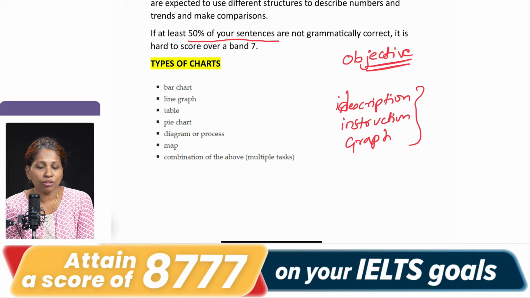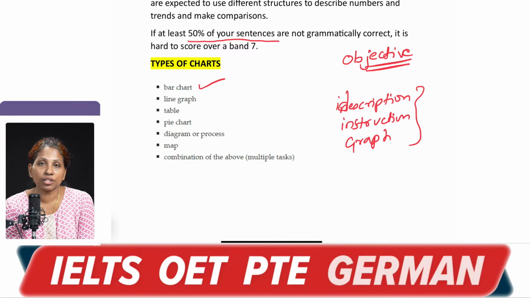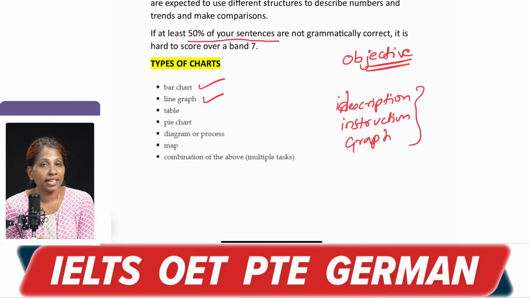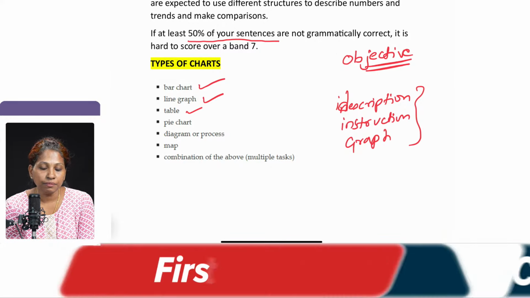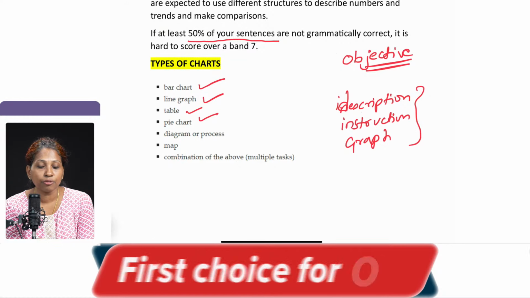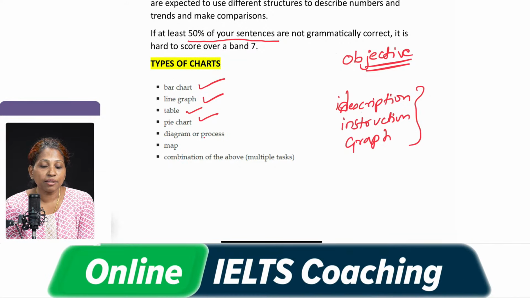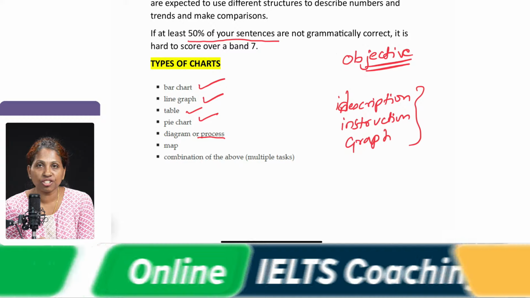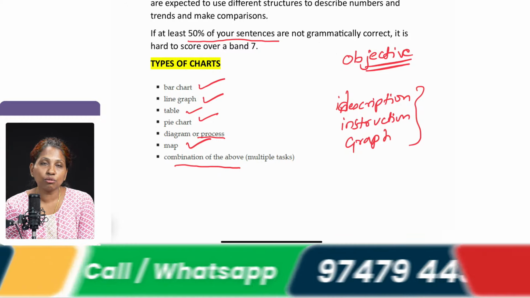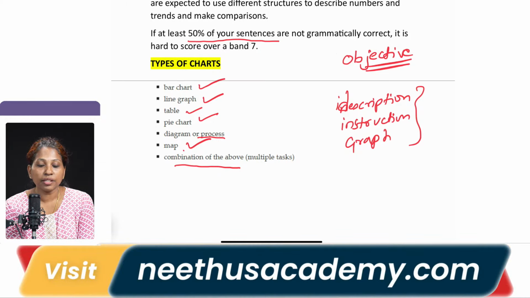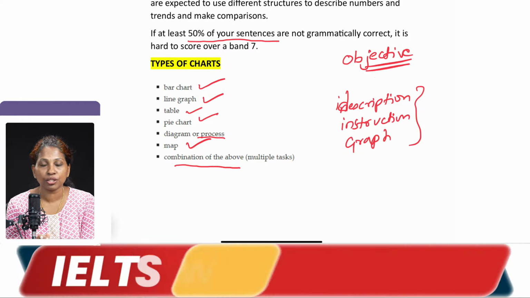The first very common one, bar graph or a bar chart. Second is a line graph or a line chart. Third is a table, pie chart or pie graph. A diagram or a process chart. A map or a combination chart. Combination can be 2 of them, especially now when it comes to map and diagram, sometimes 2 diagrams can be given, it's a combination. 2 maps are given, it's a combination.